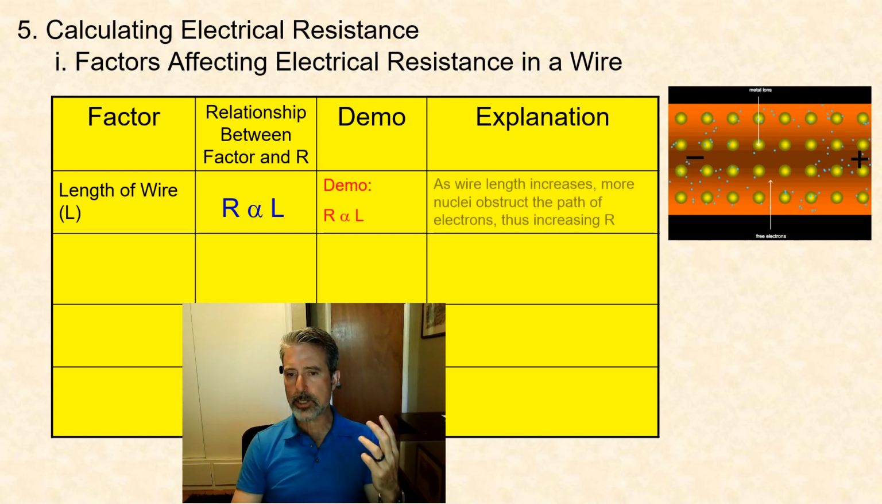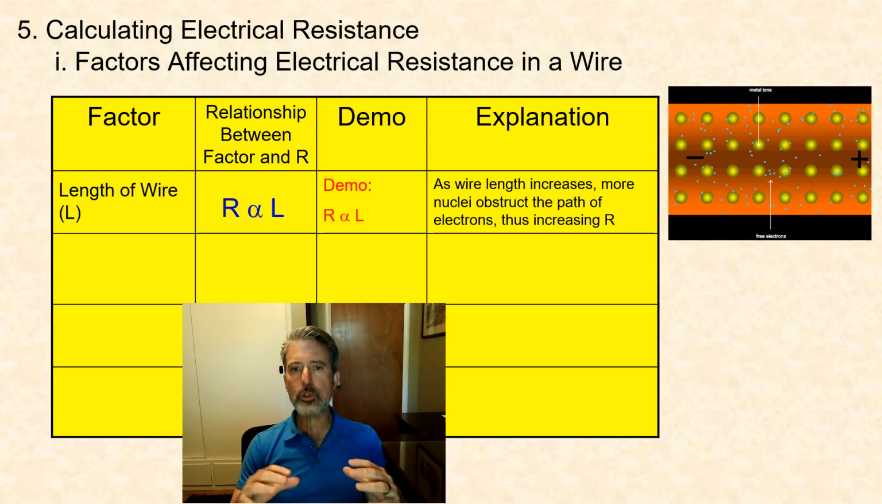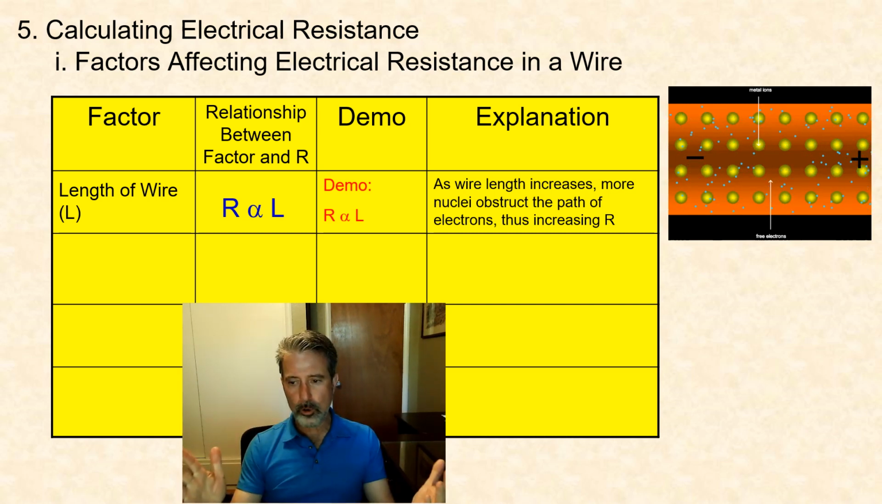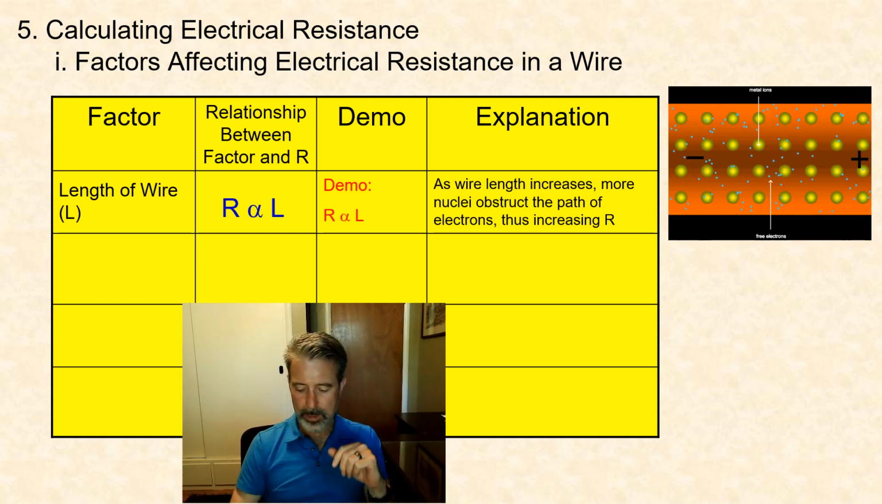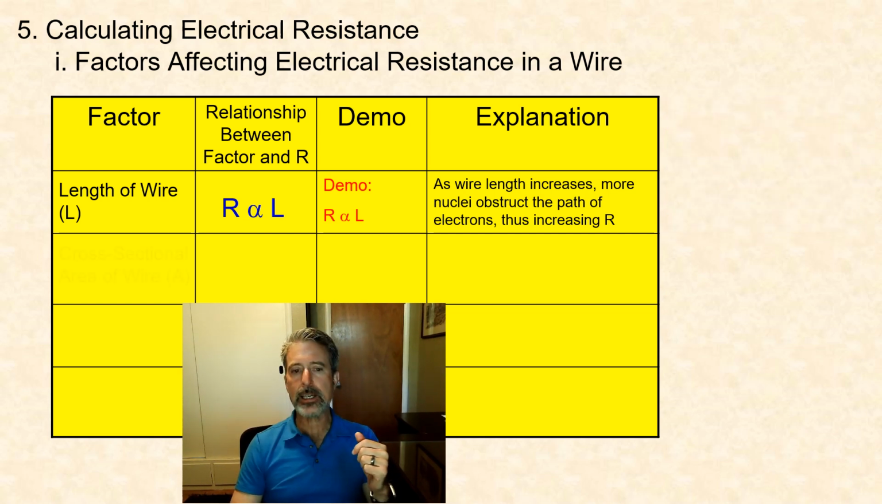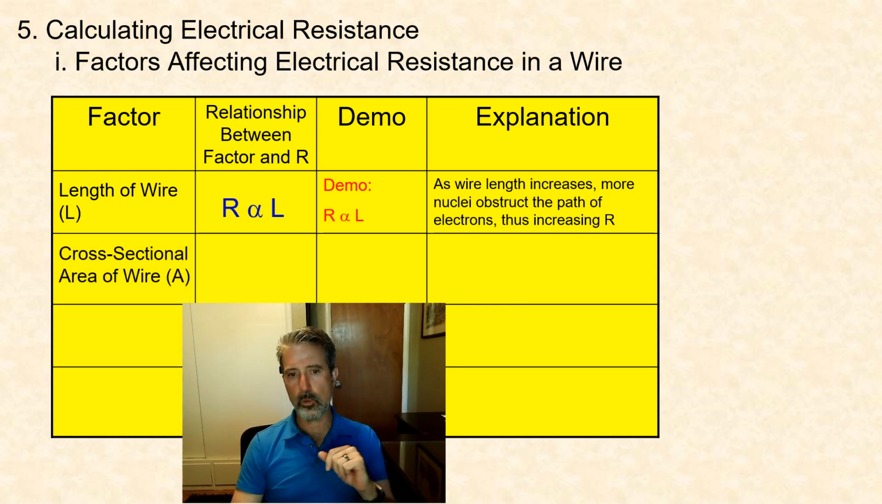But hopefully this would make sense to you, because as a wire gets longer, this means that there are more nuclei that are obstructing the path of the electrons. In other words, longer wires would have more metallic nuclei. And remember, we said that it's those metallic nuclei that are getting in the way of the electrons being able to move from one side of the wire to the other. Longer wire, more metallic nuclei, more obstruction in general. Therefore, greater overall resistance.